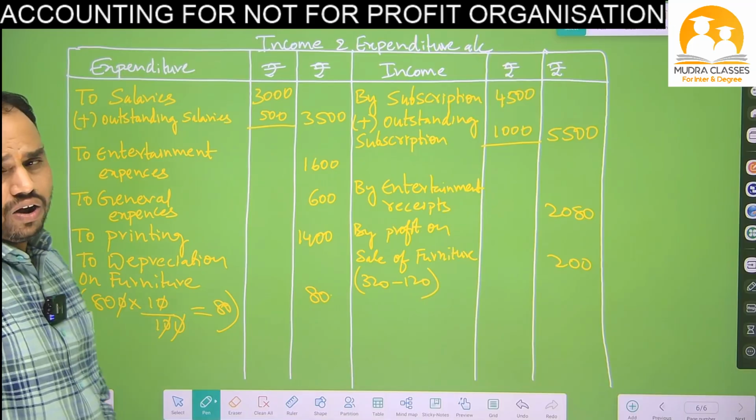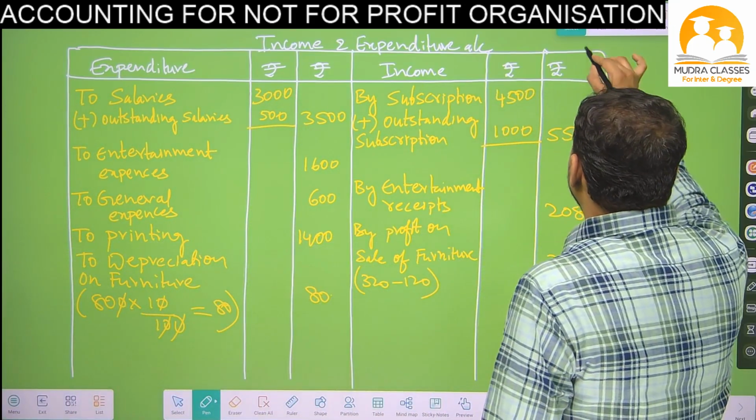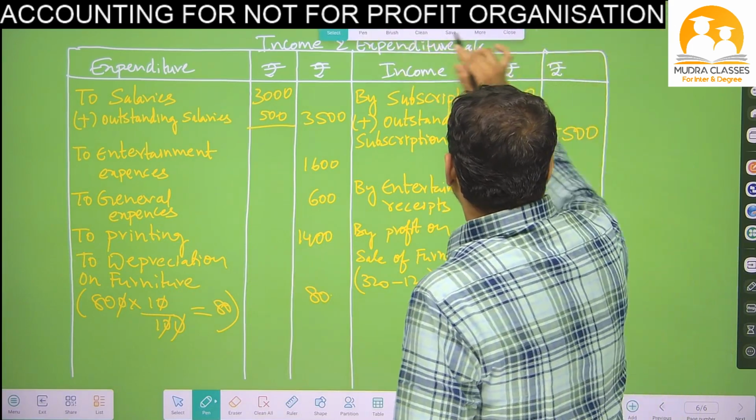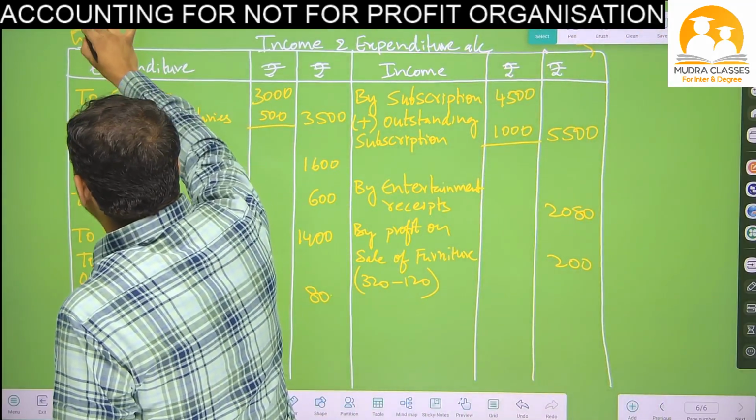Okay, finally all items are completed. Now we have to close the account. First we will close the income and expenditure account, credit side total. First we will close the credit side total, afterwards we will do the debit side total.